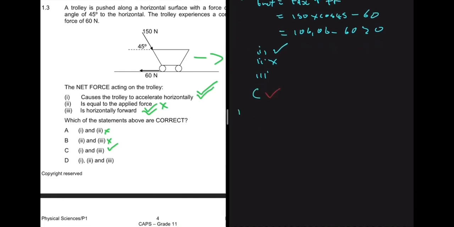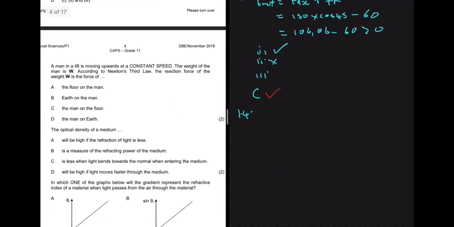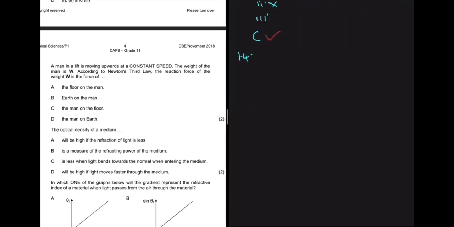Now let's go to 1.4. So 1.4 here is saying that a man in a lift is moving upwards at a constant speed. The weight of the man is W. According to Newton's third law, the reaction force of the weight is the force of... So what you have to think of now is, why do we even experience weight, right? We just know that there's an equation, W is equal to M multiplied by G. But then, do you ever think about where this equation is coming from?